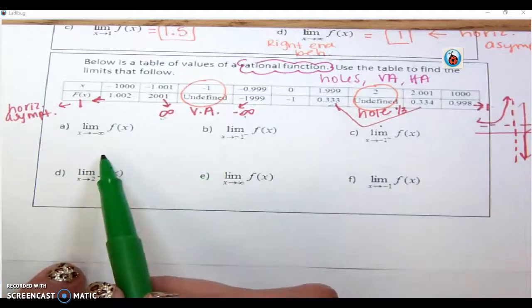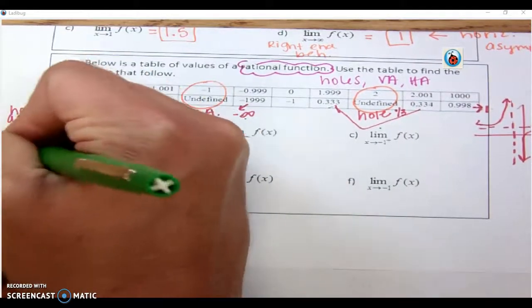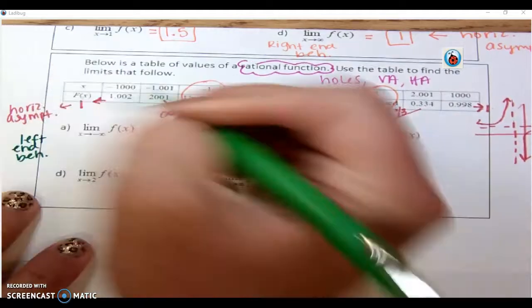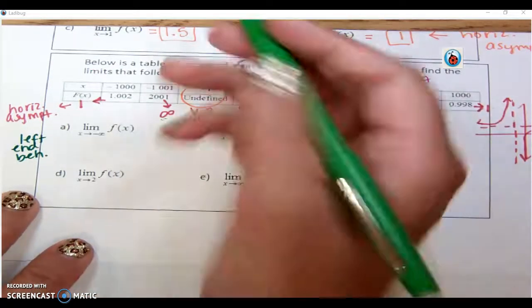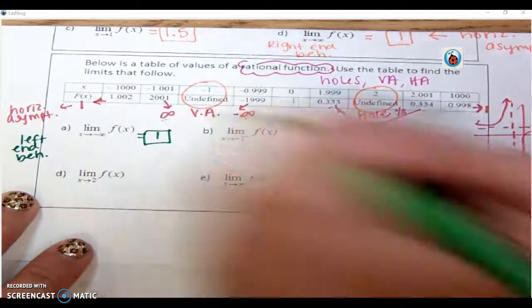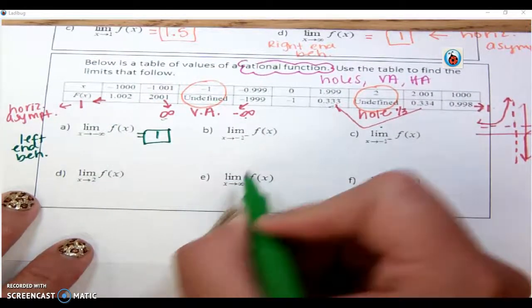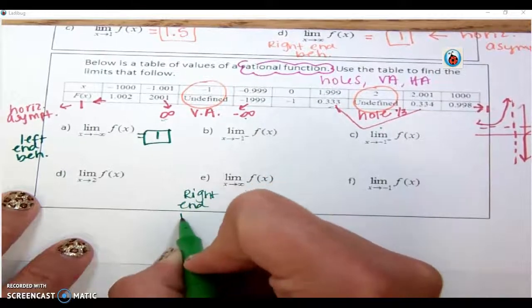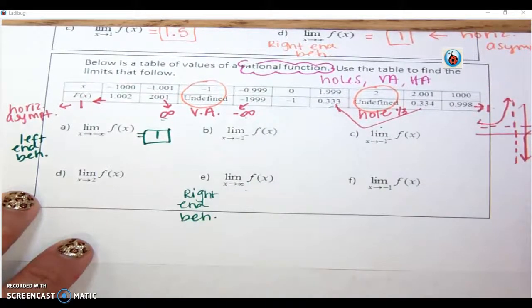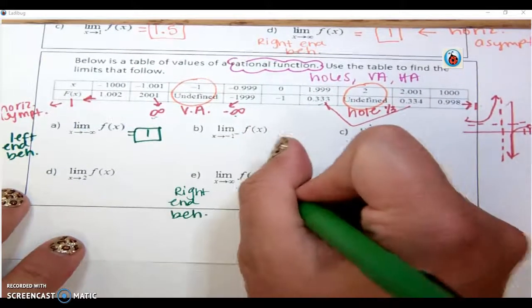Okay, part A says the limit as x approaches negative infinity. So we're talking about the left end behavior. We just said the left end of the graph is going towards 1, or if you look at the graph, it's going towards 1. I'm going to go ahead and skip to part E, which says the limit as x approaches infinity. So now we're talking about the right end behavior. We said the right side was doing the same thing, approaching 1.